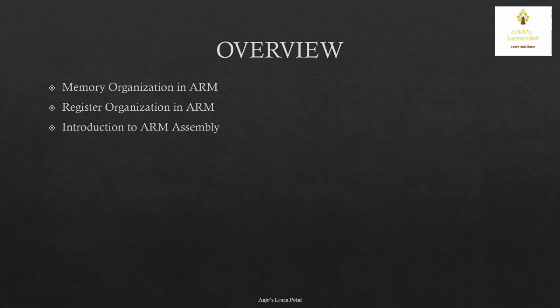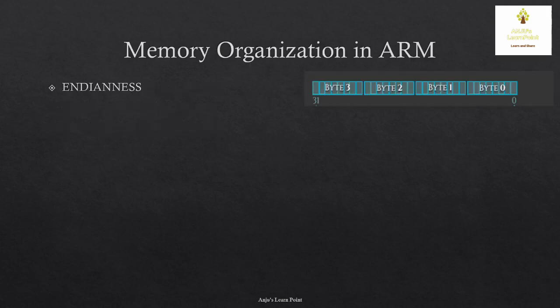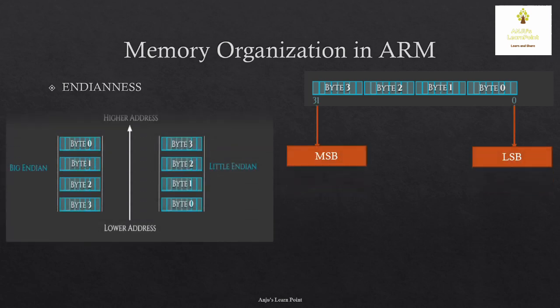So before we look at the instruction set in ARM, we should have a brief understanding about the memory and register organization in ARM. First is the memory organization in ARM. There are two ways in which we can view the bytes in memory. It is called Big Endian and Little Endian memory organization. The difference between Little Endian and Big Endian is the byte order in which each byte is stored in memory.